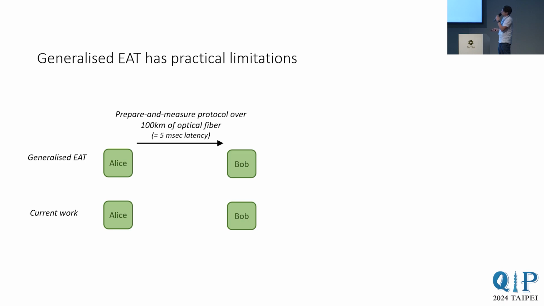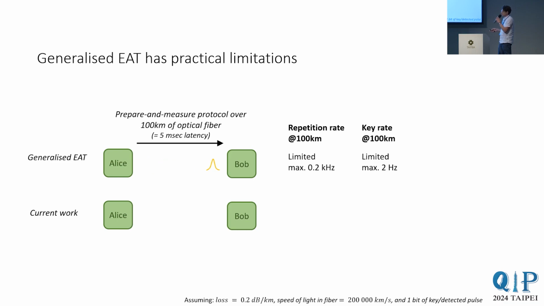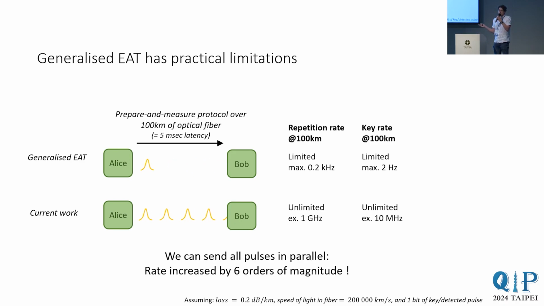So what was this limitation of generalized EAT? Well, actually, in this previous security proof, because of technical assumptions related to the fact that you need a sequential procedure, you need to limit the repetition rate of the protocol, where you need to wait for the pulse to arrive at both sides before you can send the next one. And we see that for some simple elementary assumptions, you're limited to a key rate of about 2 bits per second. On the contrary, in this method, we completely remove this limitation, so we can send all the pulses in parallel or quickly one after the other, which for the same assumptions leads to an improvement of 6 orders of magnitude.